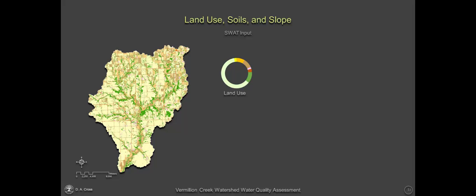Starting with our land use, we subdivided our 150,000 acres into grassland pastures, which is about 62% of our watershed. 12% was deciduous forest, 10% soybeans, 9% corn, 3% were developed or open space, 1% was classified as other, such as hay or non-alfalfa, and 3% were other types of land uses.